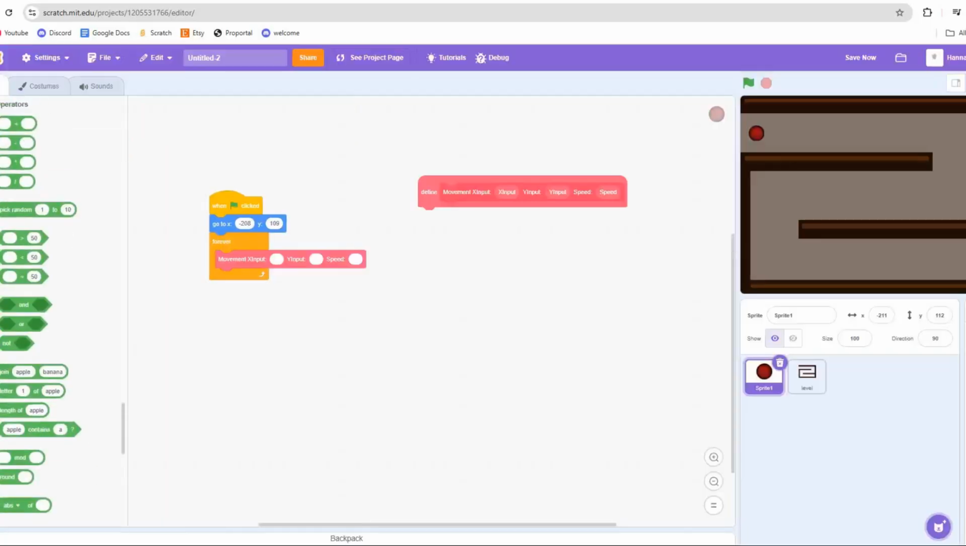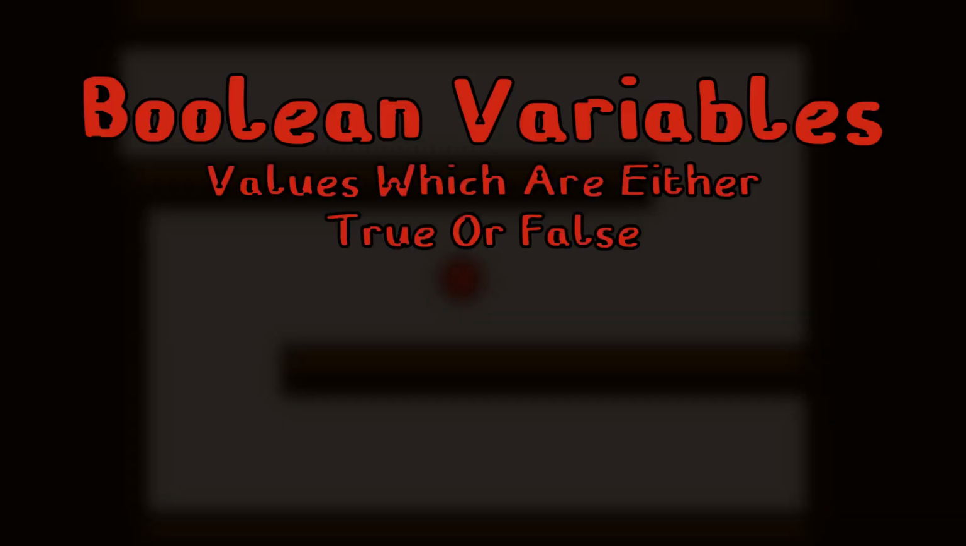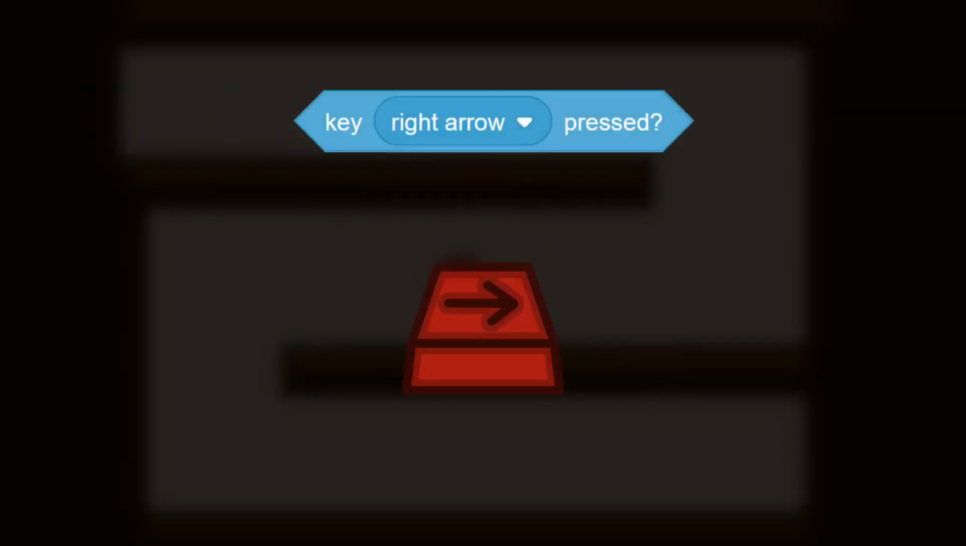To fill in the values for this block, there's one important concept you need to understand. Boolean variables, values that are either true or false, can also be represented numerically. In this case, 1 represents true and 0 represents false. For example, take the key right arrow pressed value. It's either true, key down, or false, key up. Numerically, this means it's 1 when pressed and 0 when released.